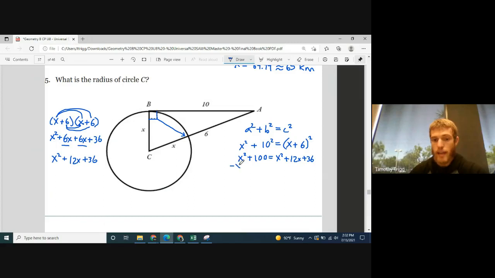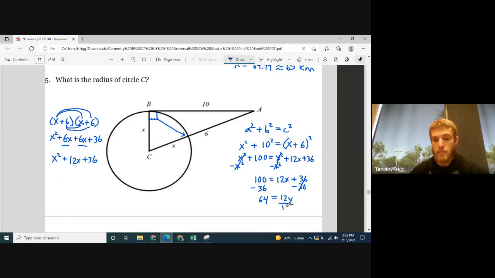We can go ahead and subtract x squared from both sides of the equation. Since there's an x squared on both sides, I want to cancel that. That'll just simplify things a bit. So over here on the left, we have 100 equals, and on the right side, we have 12x plus 36. For my next step, to get x by itself, what we're going to do is subtract 36 on both sides. So over here, we're going to have 64. Over here, 12x.